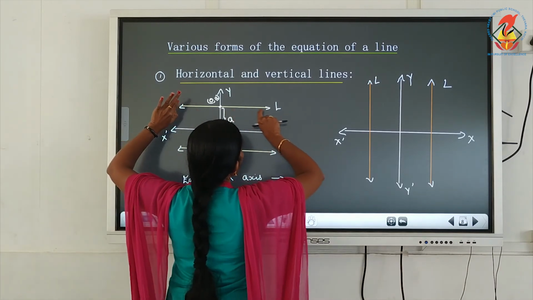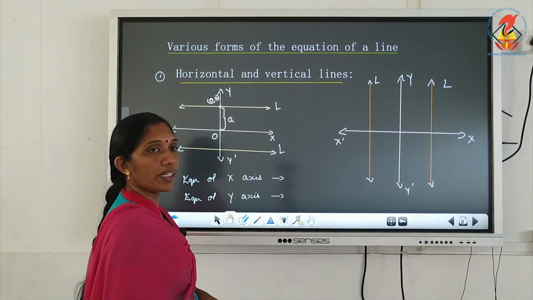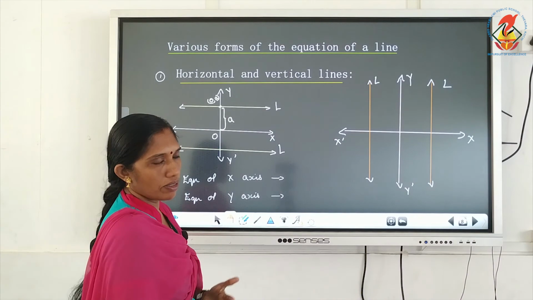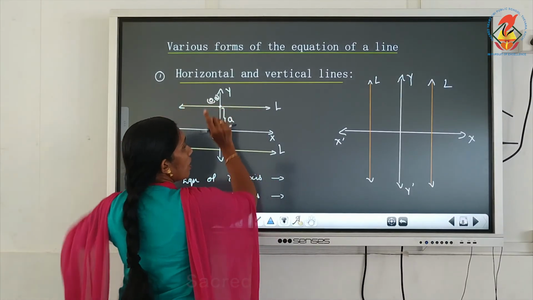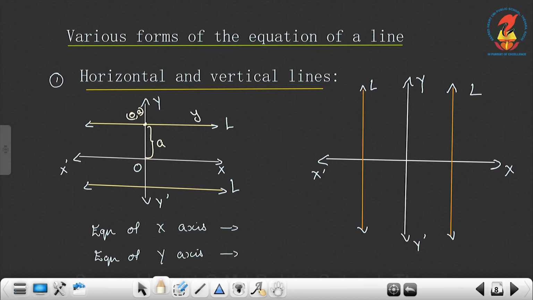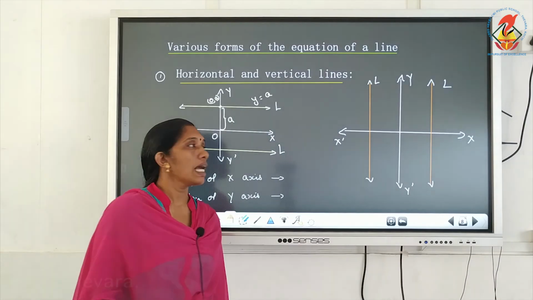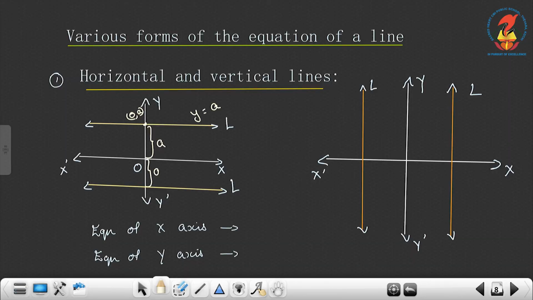So for every point on that line, the y coordinate is a. The x coordinate will be changing, different x values, but y is always a. So you can write the equation of L as y is equal to a. And here, this line is below the x axis. It is also parallel to the x axis and the distance is the same, a units from the x axis. So the coordinates of this point on the y axis are (0, minus a). For every point on this line, the y coordinate is minus a. So the equation of this line is y is equal to minus a.